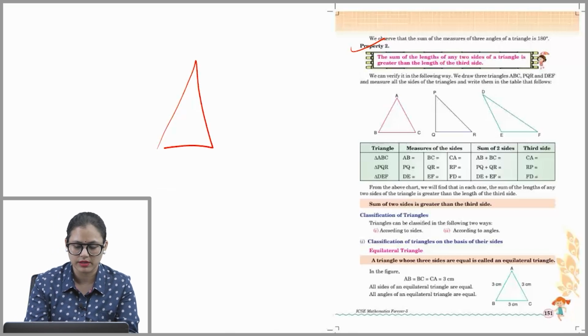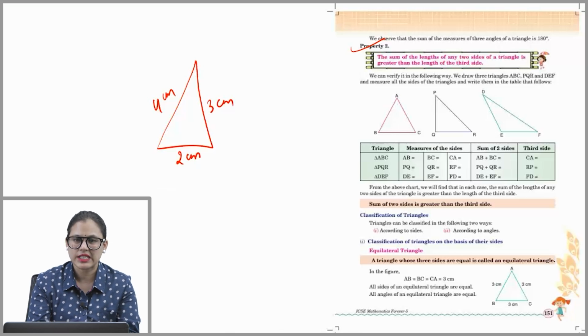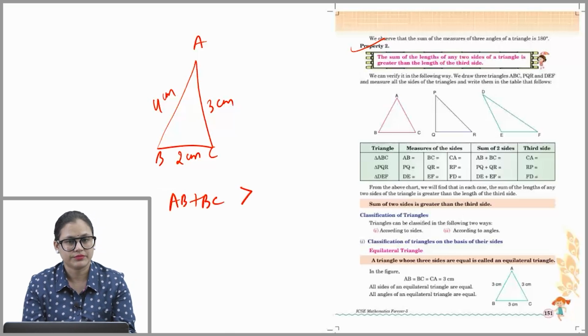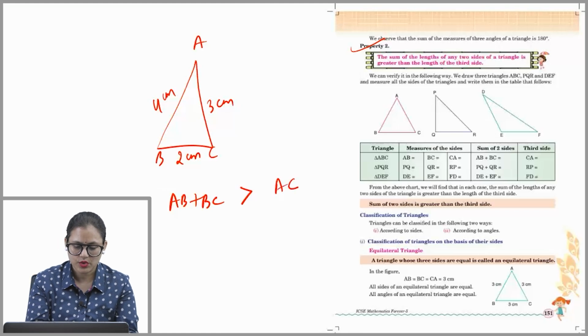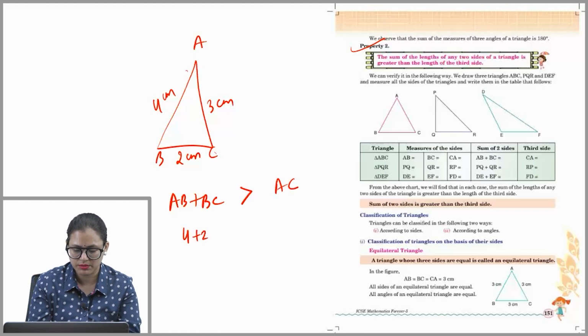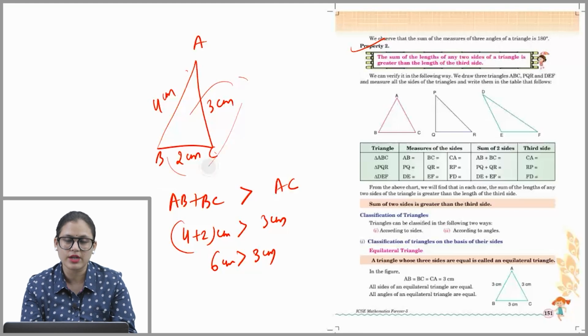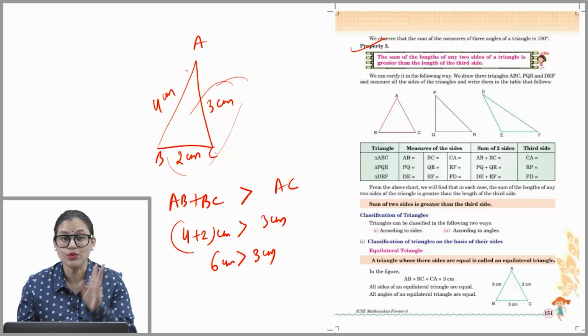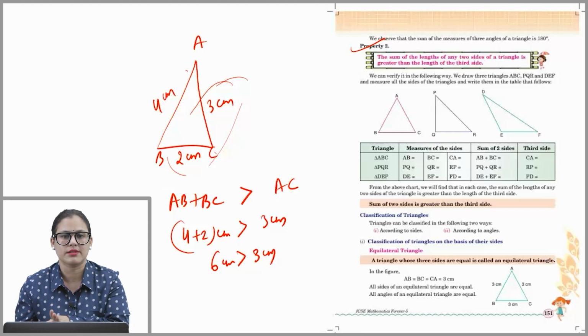For example, this is a triangle, this side is 4 centimeter, 3 centimeter and 2 centimeter. Okay. Take any 2 sides. A, B, C. Take any 2 sides. AB plus BC should be greater than AC. Okay. So, AB plus BC is 4 plus 2 centimeter, which is greater than AC, which is 3 centimeter. So, 6 centimeter is greater than 3 centimeter. Or you can take these 2 sides also, or you can take these 2 sides also. So, you can take any 2 sides. Okay. The sum of 2 sides should be greater than the 3rd side, right? Now, the sum of 2 sides is always greater than the 3rd side.